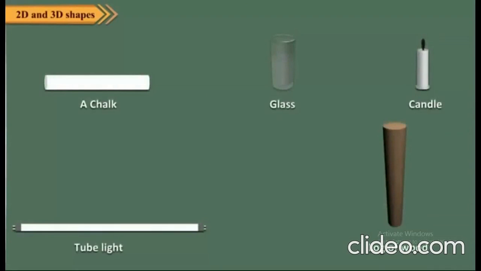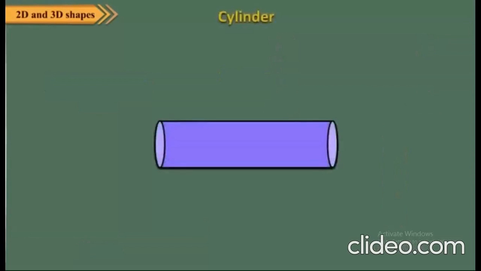Chalk, glass, candle, log of wood, and tube light. Observe these shapes. These are cylindrical shapes. And what is cylinder? You have seen it in your kitchen. How many edges, how many vertices, and how many faces does it have? Let us see. It has 2 curved edges, and 3 faces, 2 flat faces, and 1 curved face. So cylinder has 2 edges and 3 faces, but no corner or vertex.